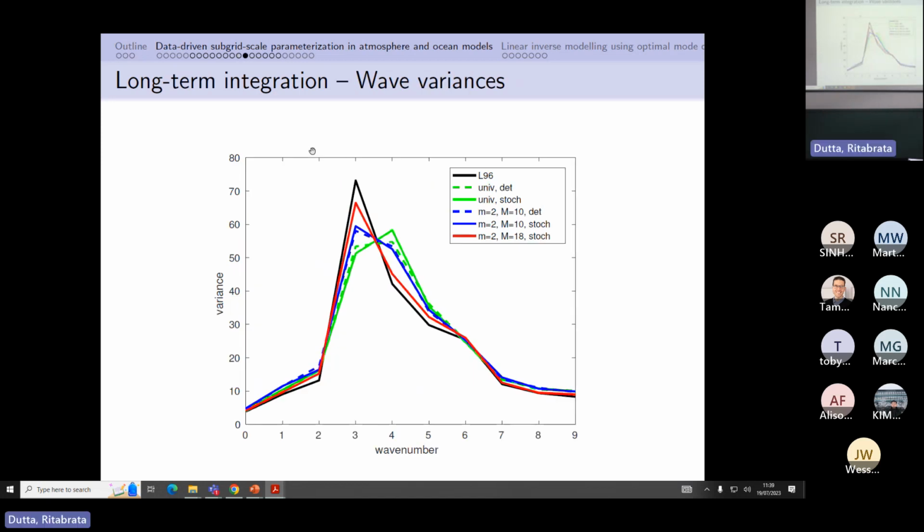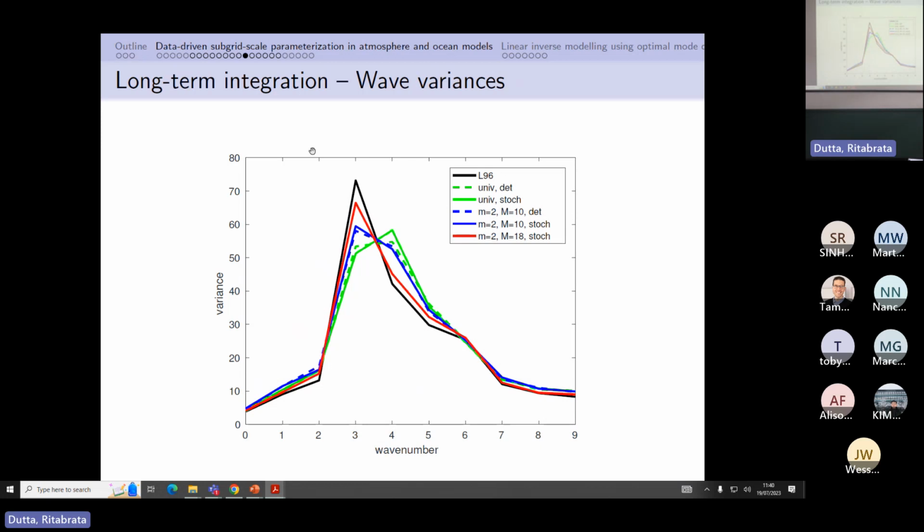That's wave variances, so it's like a Fourier spectrum in turbulence, an energy spectrum. So we make a Fourier analysis of the state. And so that's this other system with 18 variables, so it has wave number 3 and 4. Here we see the simple parameterization has too much wave number 4 and too little power in wave number 3. And our parameterization captures this correctly. It gets the correct wave number 3. Most energy is in wave number 3.